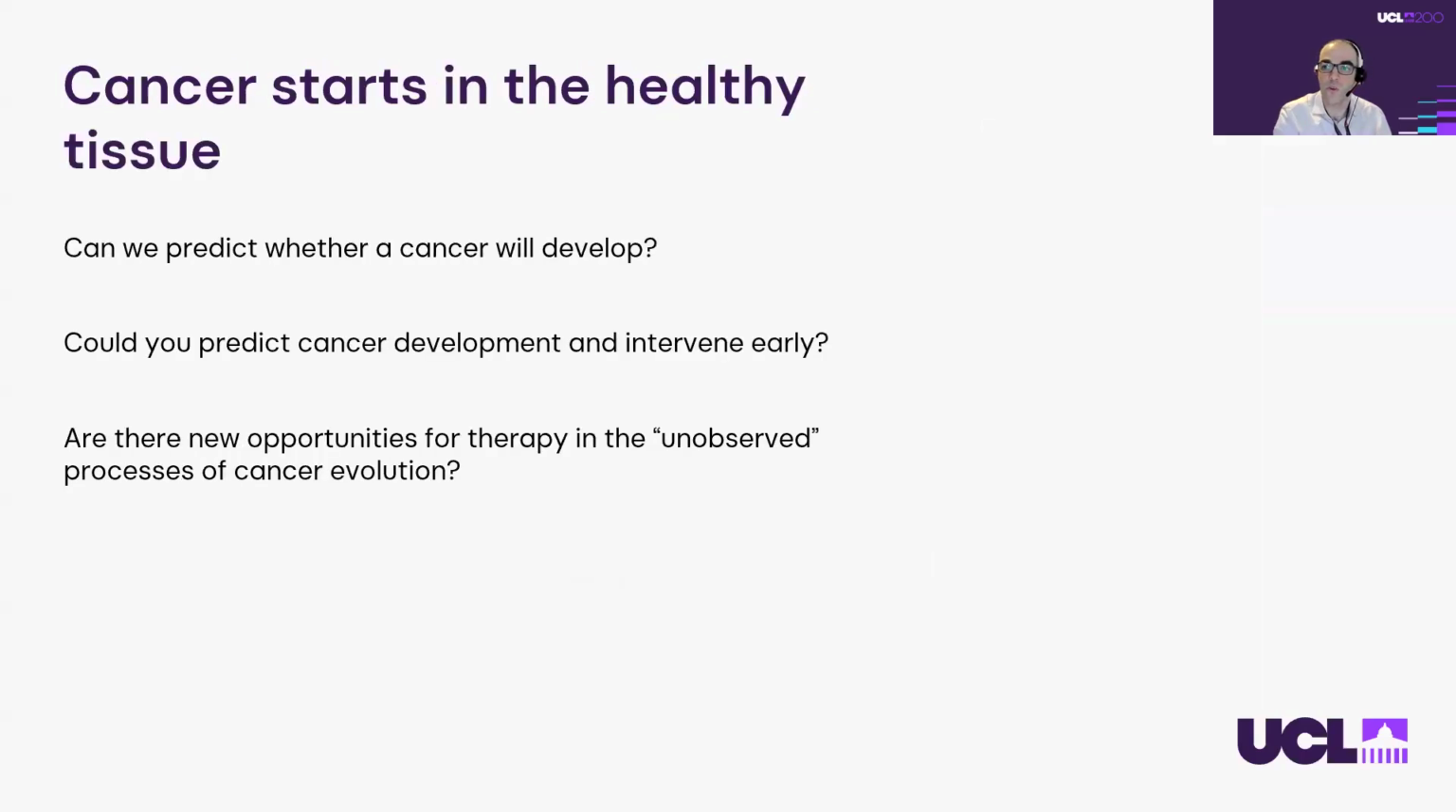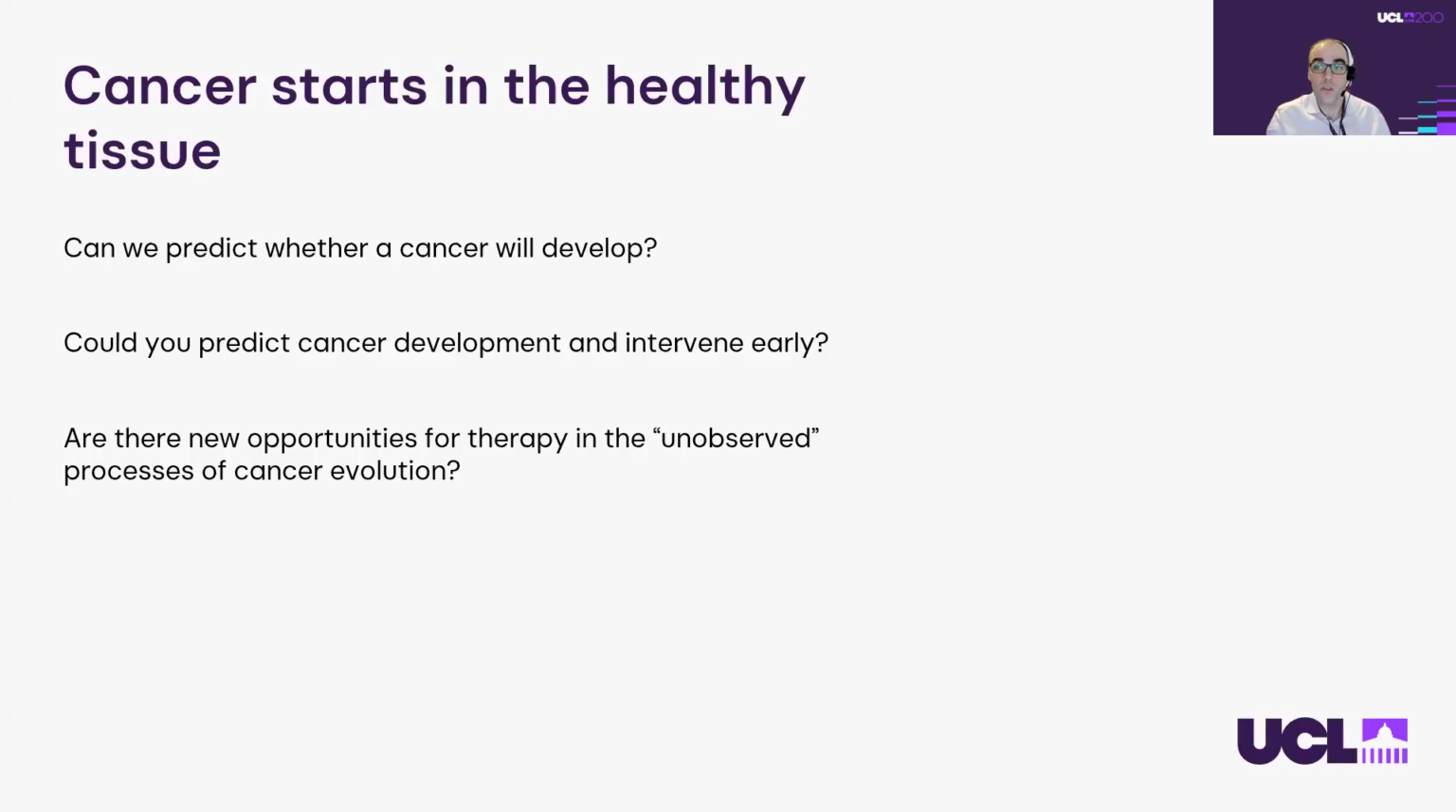And this drives us to our key problem, our key question. What will we get from understanding how cancer starts in the healthy tissue? It gives us the opportunity to ask, can we predict if a cancer will develop in a person? Can we take a sample? Can we make a study of an individual and tell them their risk score? And if we were able to predict cancer risk, could we use this as an opportunity to intervene early?